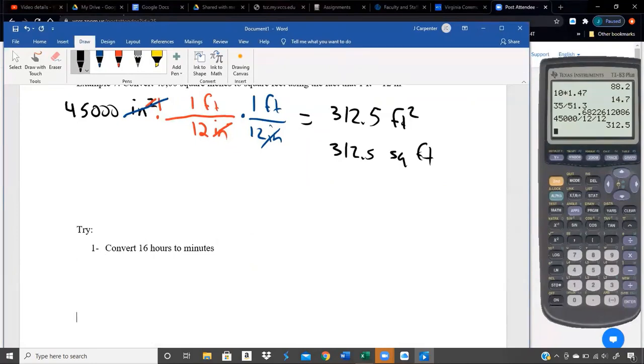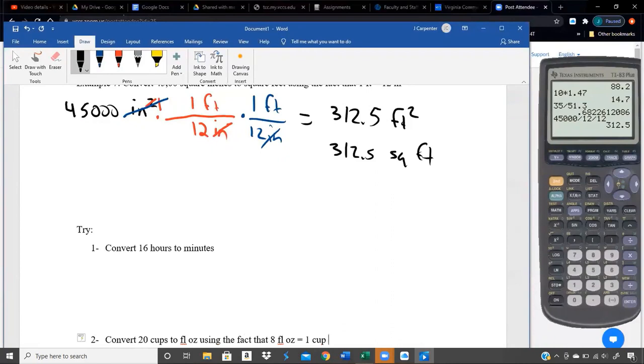And then for number two, convert, let's go with 20 cups to fluid ounces. The fact that 8 fluid ounces is equivalent to 1 cup.